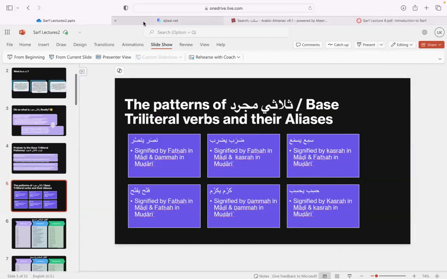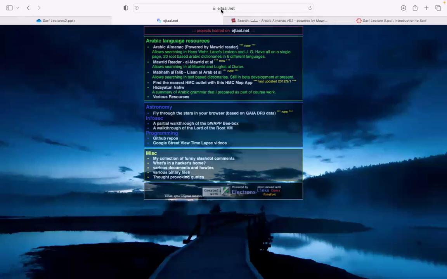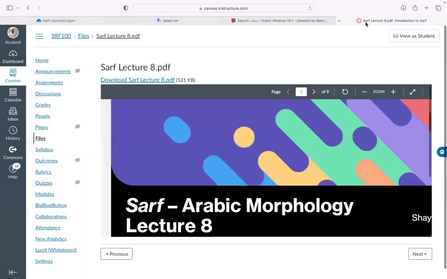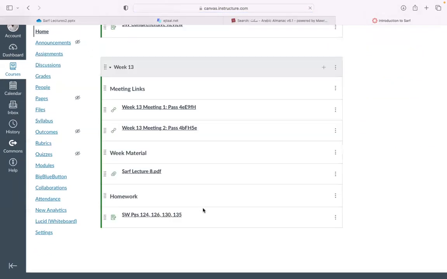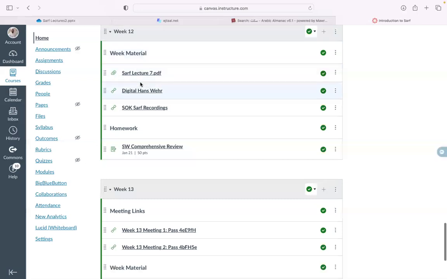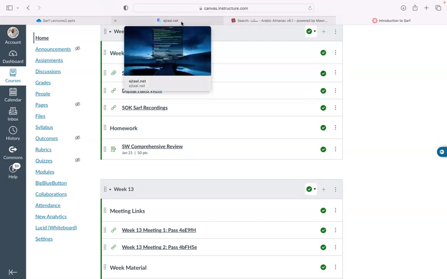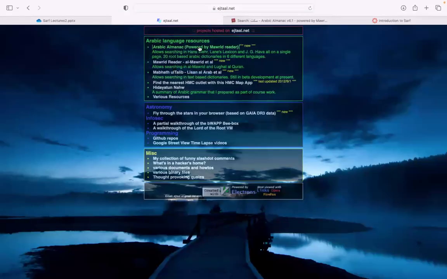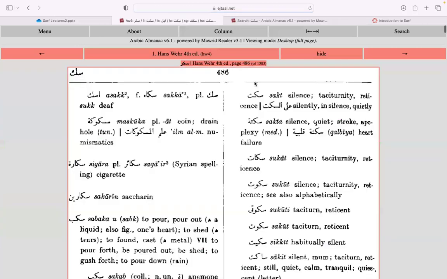Yes, it is. Okay, so this is the website I was talking about last time, ejtaal.net. I believe I posted the link to this website on the Canvas. If you go to your Canvas and go all the way down, you should see the link in week 12, which was last week. When you come here, you'll just click on this first one. Feel free to explore the other things down here as well, but this is what you pretty much use.